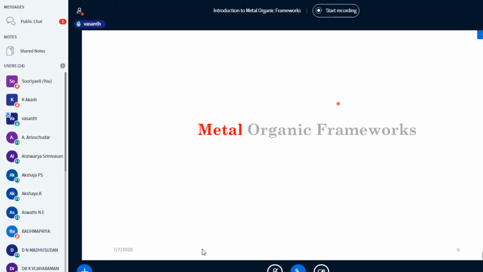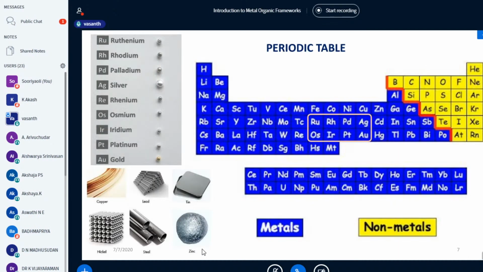So the term metal in metal organic frameworks refers to nothing but a metal. So I thought I should introduce metal. What is a metal? This is the periodic table of elements which are known to mankind. Most of the blue color highlighted are metals, and those which are yellow color highlighted are non-metals. And metals constitute most of the known materials to us.